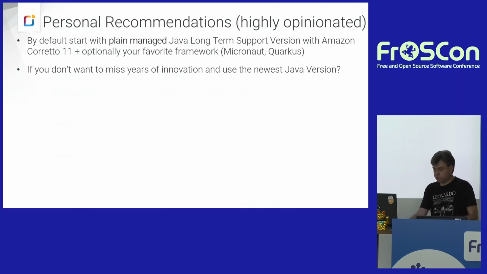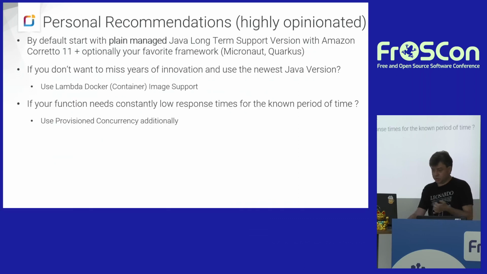So if you don't want to miss the years of innovation, use the latest Java version, then use the Docker container. Yeah, if you don't have this sensible application, if you need constantly low response times for a known period of time, so you have at 9 p.m. newsletters, then you know I need to scale between 9 and 9:15 because millions of emails will be sent and people simultaneously click on these links. Then you can use provisioned concurrency.